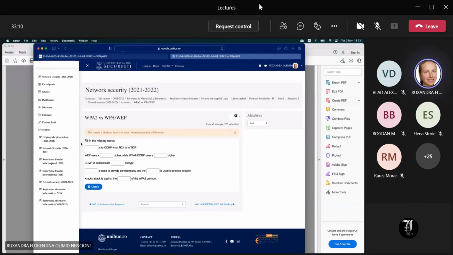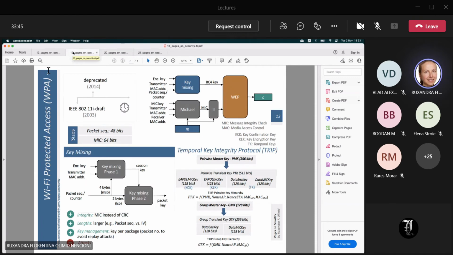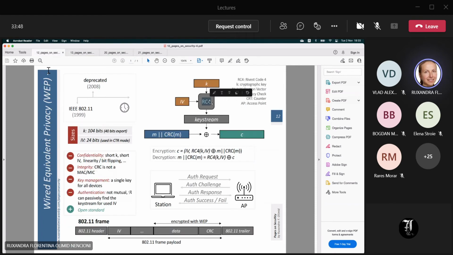So what is RC4 to TKIP? It's the new encryption algorithm. Yes. So RC4 was used in WPA. Remember, in WEP, sorry, for encryption.